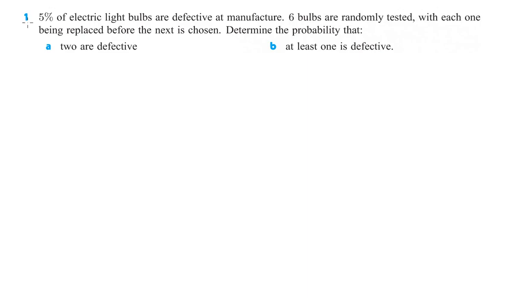Okay? First one here, number 5. 5% of electric light bulbs are defective at manufacture. 6 bulbs are randomly tested with each one being replaced before the next is chosen. Determine the probability that 2 are defective.